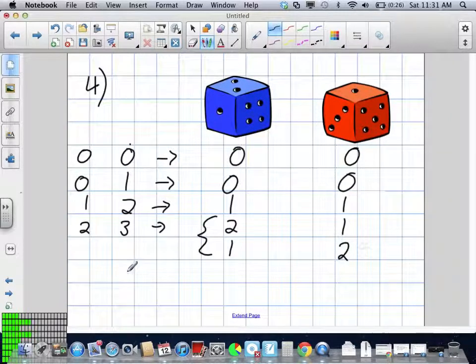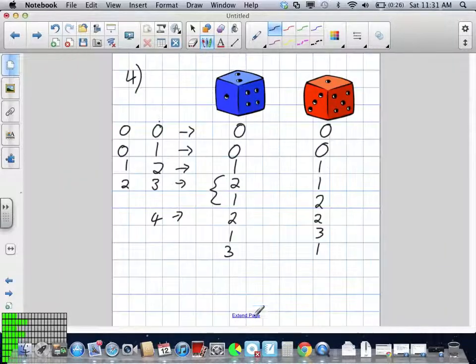Let's talk about the number 4 now. Now the number 4, I can roll a what? 2 and a 2, 1 and a 3, or 3 and a 1. I have a 2 and a 2, a 1 and a 3, and a 3 and a 1. So how many chances does that give us, or how many options?